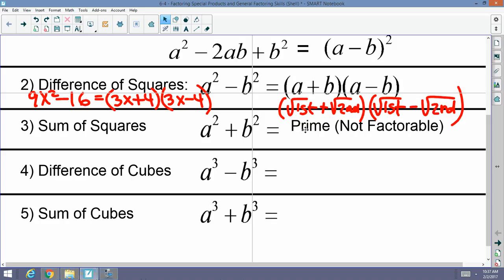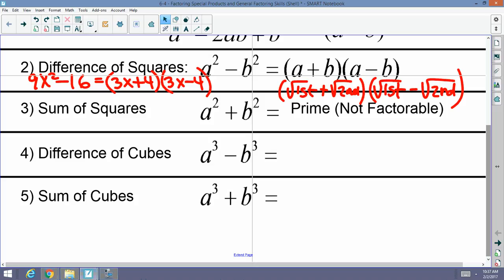Now, here we go. Difference of cubes and sum of cubes. The good news, they're both almost identical formulas. The bad news, you have to know how to recognize cube roots and be able to figure out cube roots. So for a difference of cubes, I have a perfect cube, a cubed, minus a perfect cube, b cubed, and my formula is a minus b times a squared plus ab plus b squared.